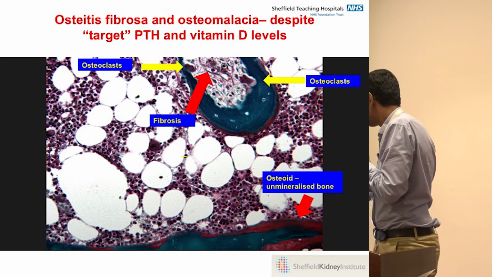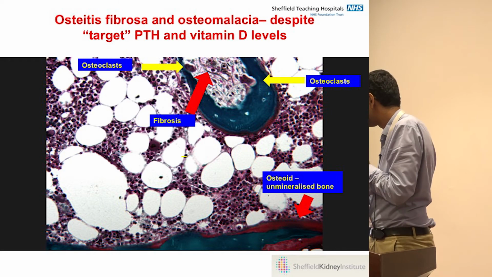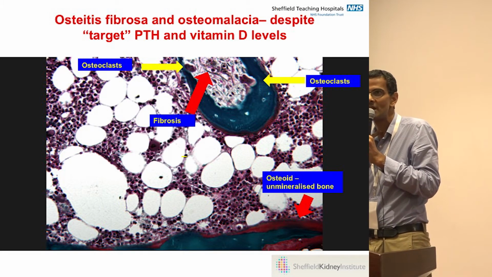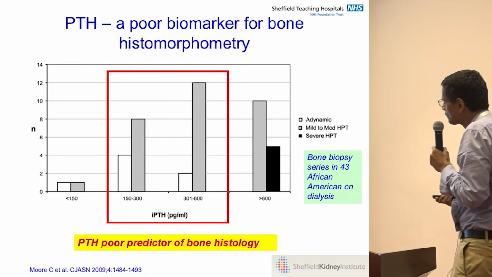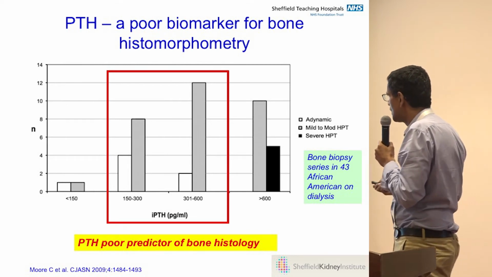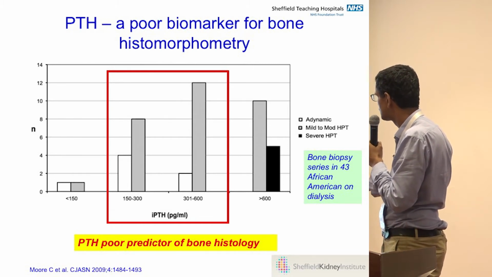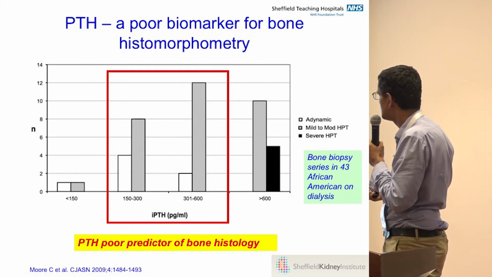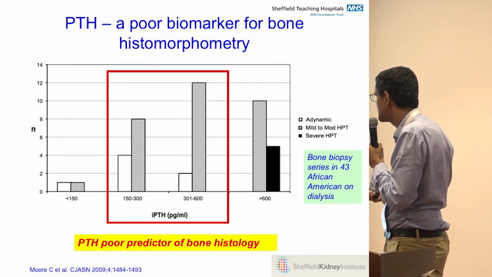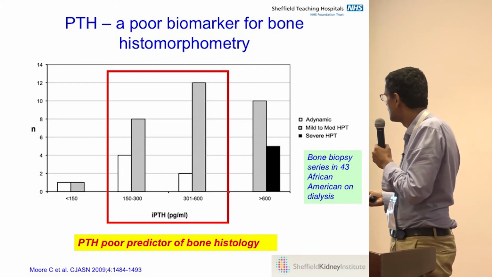Okay? So what that tells you is that PTH is okay, but not that good a marker for bone turnover. Because, of course, PTH just tells you what's going on in the parathyroid gland. It doesn't tell you what's really going on in the bone. And a number of other groups have found this. So this is a study in African Americans, where if you take this PTH range between about 2 and 8 times the upper limit of normal, some patients in the white bars will have adynamic bone disease, and others in the grey bar will have higher turnover bone disease. So you can still have adynamic bone disease despite being in the target range for PTH.